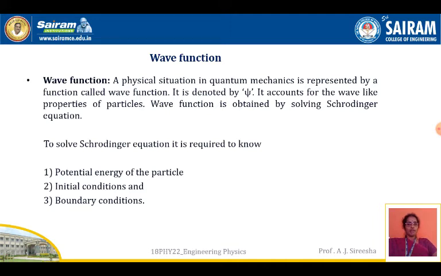Any physical situation in quantum mechanics is represented by a function, the wave function psi. It is denoted by psi. And the wave function can be obtained using Schrodinger's wave equation. Schrodinger is the name of a scientist who worked on it and led to the solutions for many of the problems. To solve Schrodinger's equation, it is required to know the potential energy of a particle, initial conditions and boundary conditions.